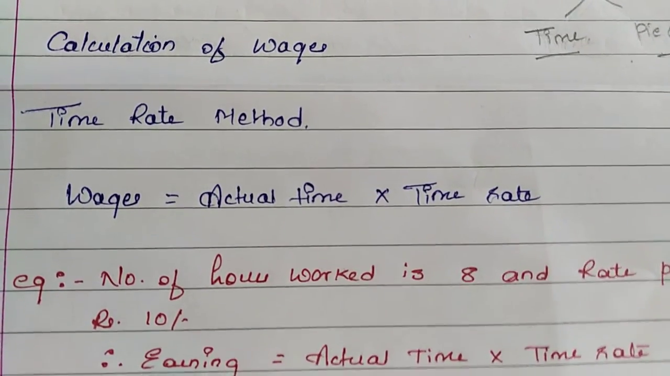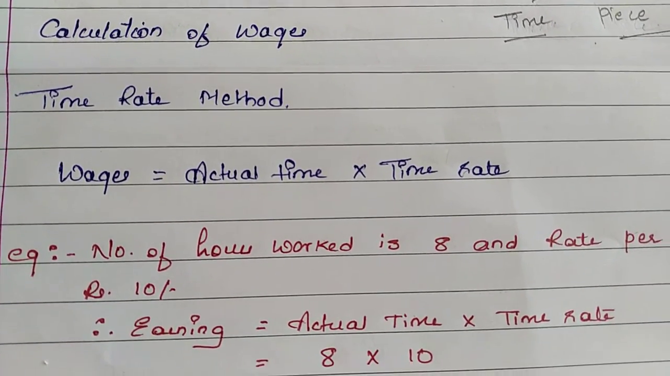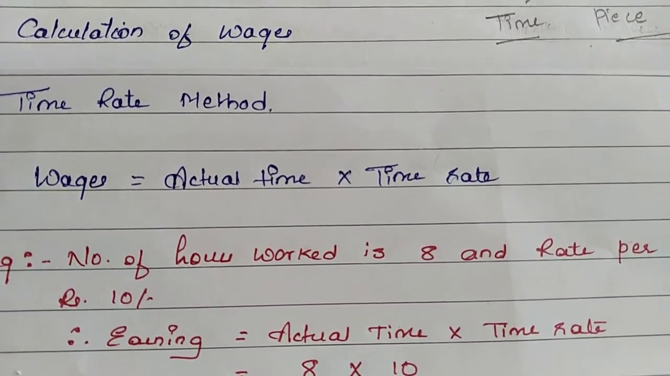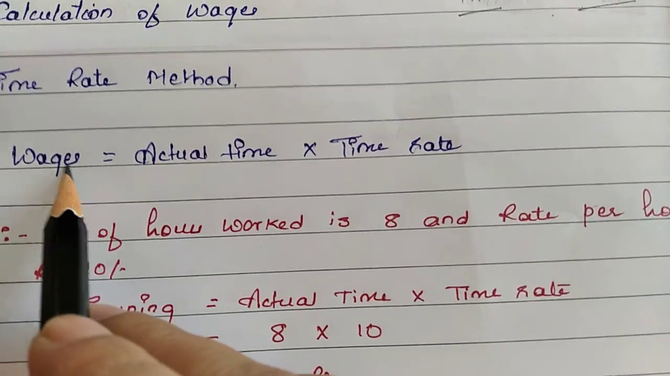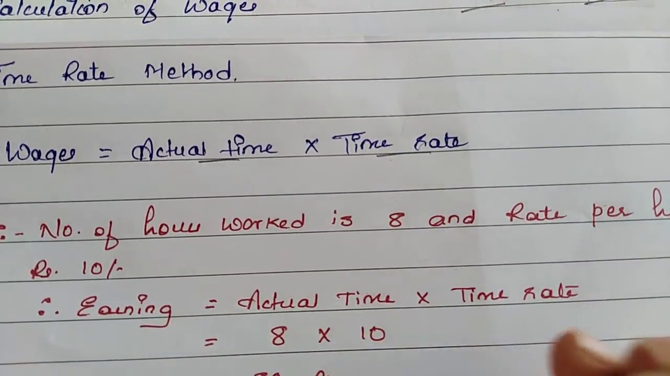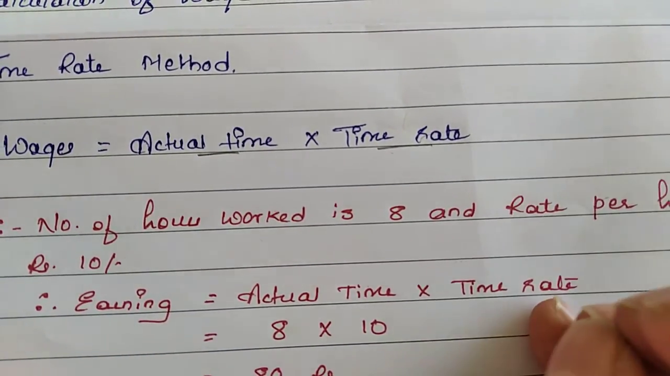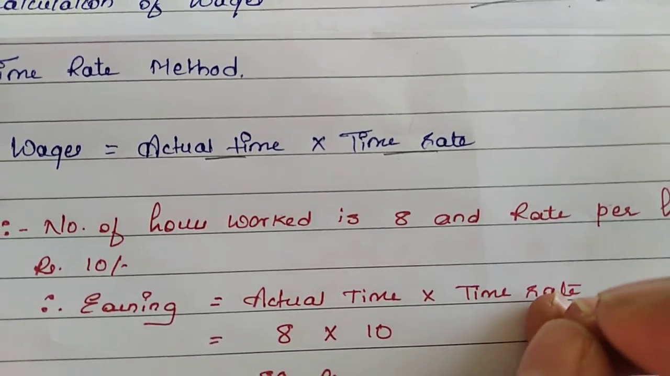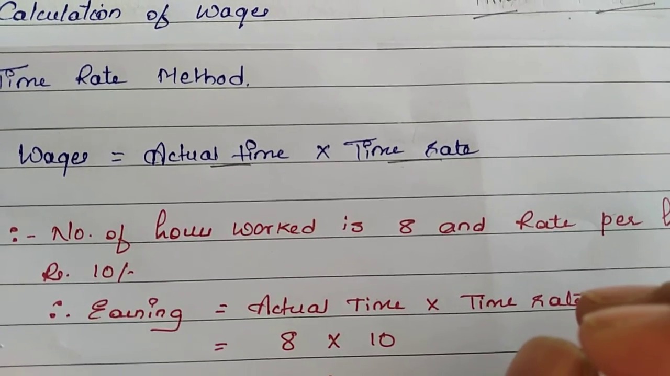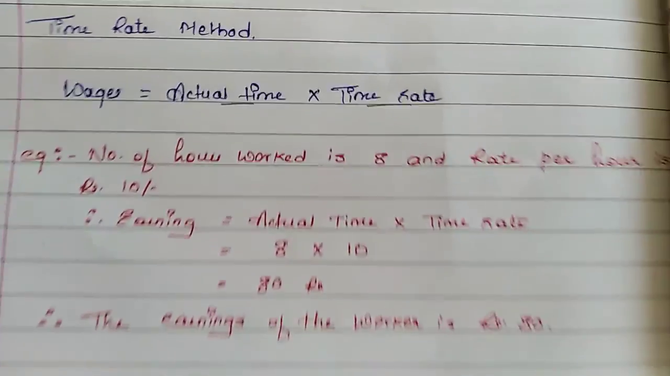Now, what is the time rate method? It is all about paying wages or remuneration to the workers on the basis of the time spent by them in the organization. So here the wages are calculated as actual time into time rate. Suppose a particular worker spends 10 hours in an organization per day and the rate per hour is rupees 10. We multiply 10 hours into the rate per hour and get wages of rupees 100 per day. Let's understand the time rate method with yet another example.